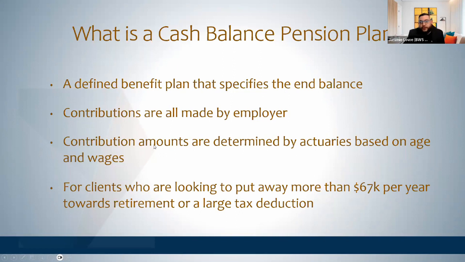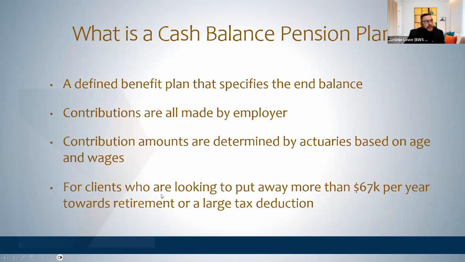Contribution amounts are determined by our actuaries, and a lot of that is based on age and wages. We'll look at some examples here in a little bit that highlight how age and wages can impact the amount that a business owner can put away. And this is specifically for clients who are looking to put away more than that $67,000 maximum contribution you could do into a solo 401k, SEPs, things like that. We generally are looking at business owners who are wanting to put away probably more around $100,000 a year or more.